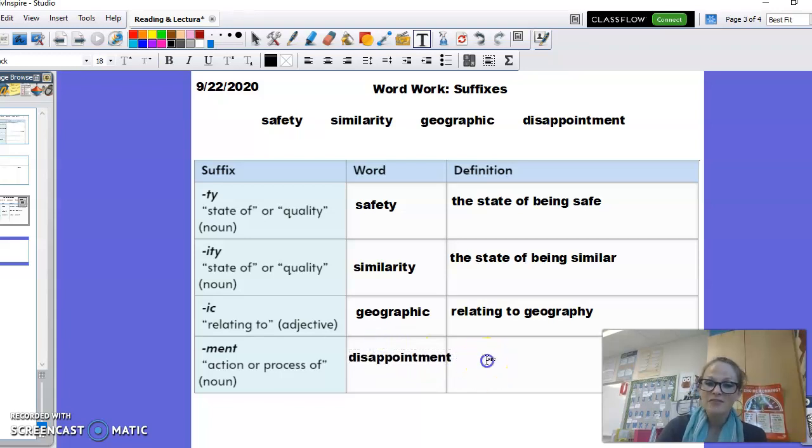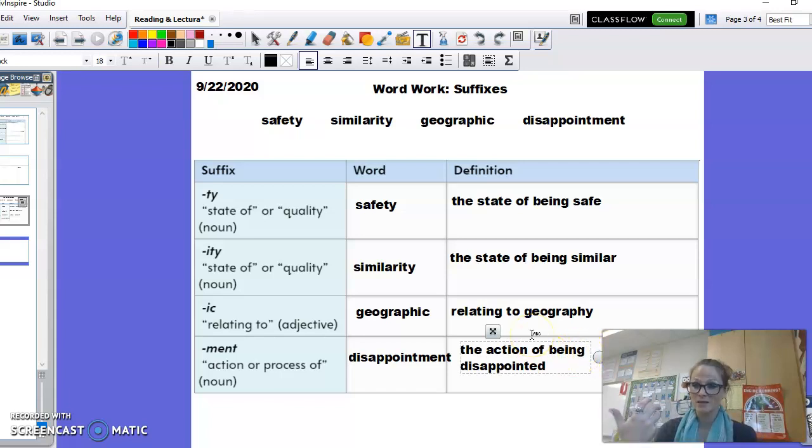And for our definition, we're going to put that means the action of being disappointed. The action of being disappointed or feeling let down, right? It was such a disappointment that it rained on my birthday. The action of being disappointed. I was very disappointed. That was a big disappointment for me.